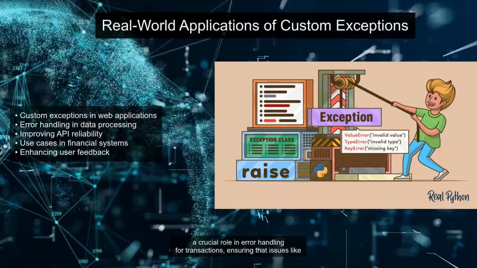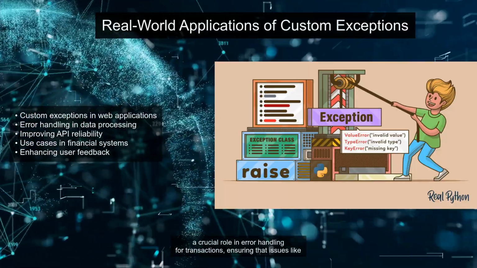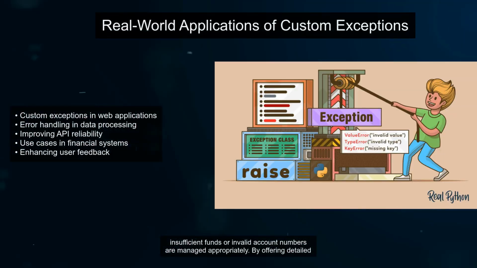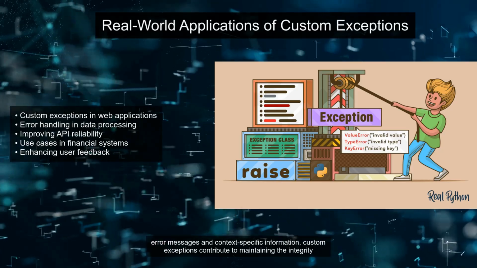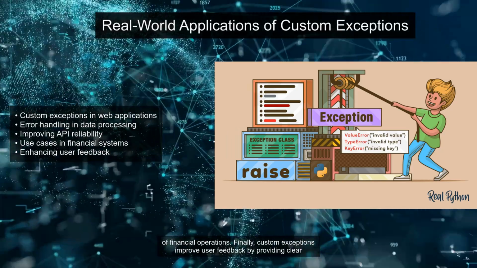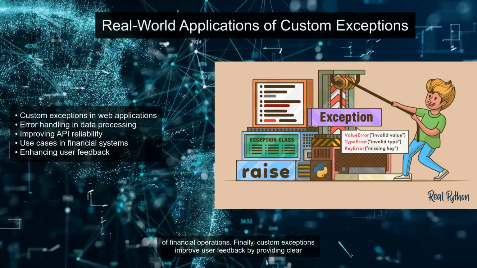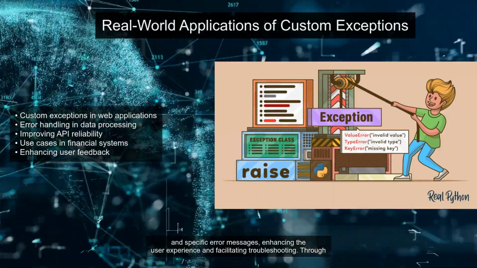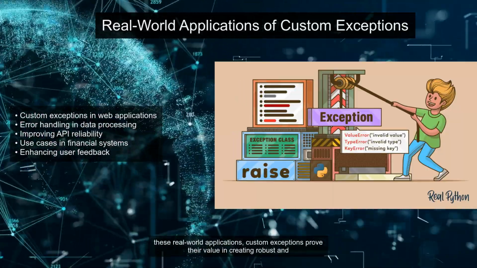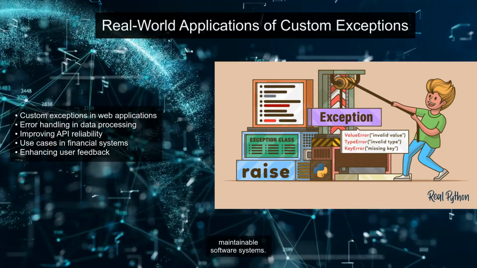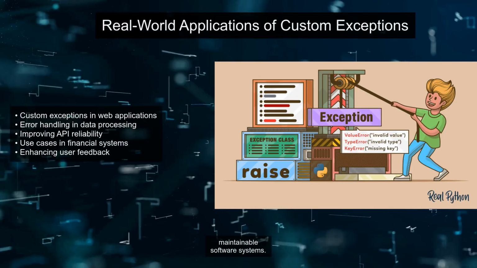In financial systems, custom exceptions play a crucial role in error handling for transactions, ensuring that issues like insufficient funds or invalid account numbers are managed appropriately. By offering detailed error messages and context-specific information, custom exceptions contribute to maintaining the integrity of financial operations. Finally, custom exceptions improve user feedback by providing clear and specific error messages, enhancing the user experience and facilitating troubleshooting. Through these real-world applications, custom exceptions prove their value in creating robust and maintainable software systems.